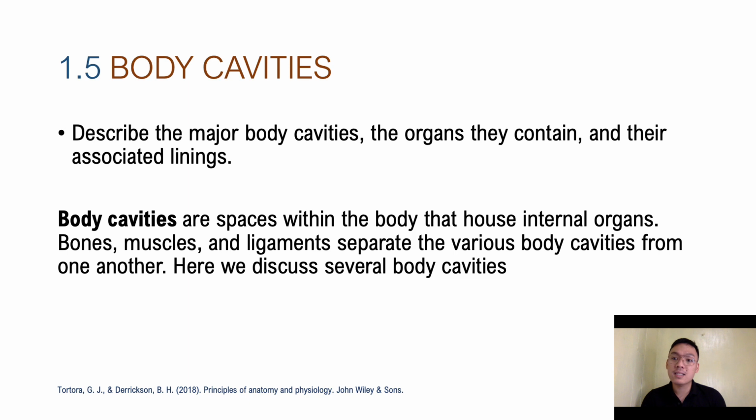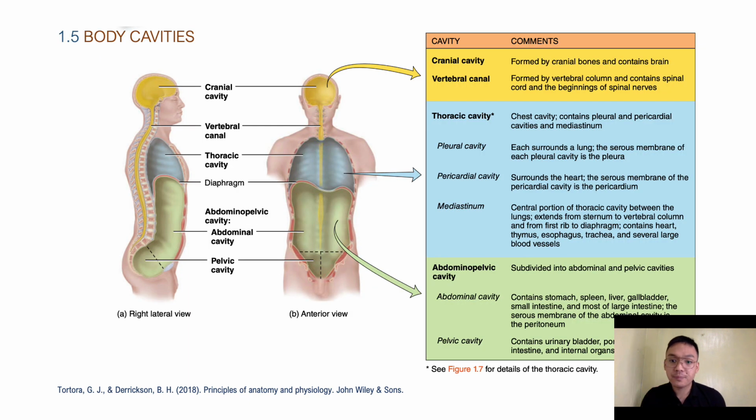Here we will be discussing several of the body cavities, and they are described with colors. Okay, we have here your cavity and their comments. The cranial cavity is formed by the cranial bones, and it also contains your brain. Your vertebral canal is formed by the vertebral column, and it contains the spinal cord and the beginnings of your spinal nerves.